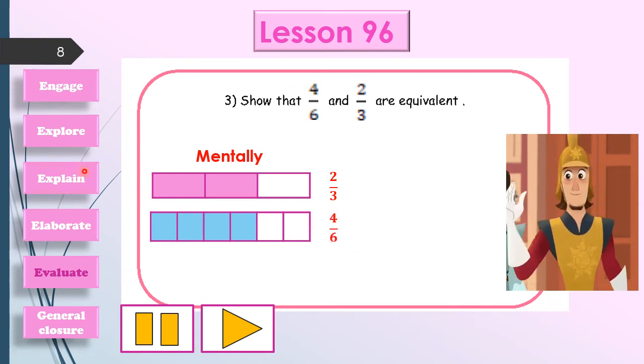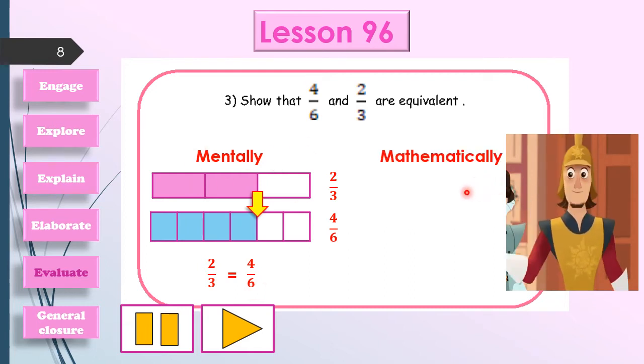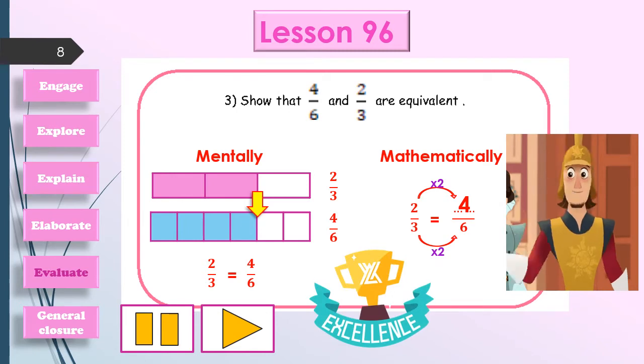Then is this part located at the same place as the first fraction? Yes. Then they are equivalent. Then write down 2/3 equals 4/6. This is mentally. Let's go mathematically. Write down the smallest fraction, which is 2/3, equals how many sixths? Ask yourself, 3 times what equals 6? Yes, 3 times 2. And as I do to the denominator, I will do to the numerator. It will be 2 times 2 equals 4. Then 2/3 equals 4/6. These fractions are equivalent. Excellent.